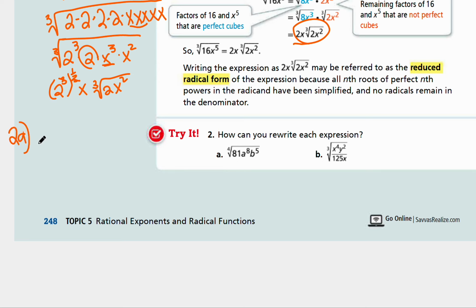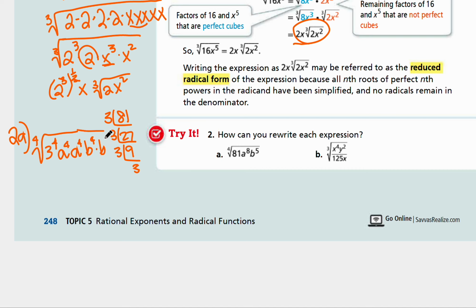So try number 2A. So 81, you need to factor 81 out, right? Divide as much as possible. 81 is divisible by 3. 27, 3 divisible again, and then 3 times 3. And so that is 3 to the 4th power, right? So you have 4th root of 3 to the 4th power, and we know that's going to make a power of 1. And then a to the power of 4 times a to the power of 4, right? You can separate that. And b to the power of 4 times b.